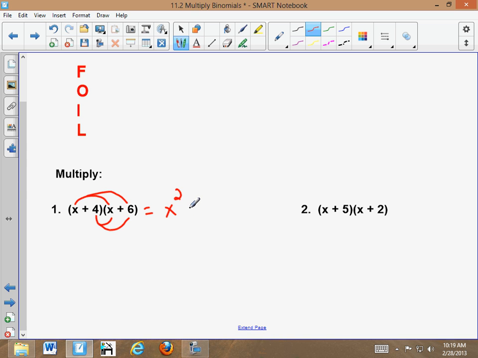Now, x times 6 is plus 6x. 4 times x is plus 4x. 4 times 6 is plus 24. Now we combine like terms, keep the x squared first, plus 10x plus 24. That's all we're doing. It's that simple. Okay?